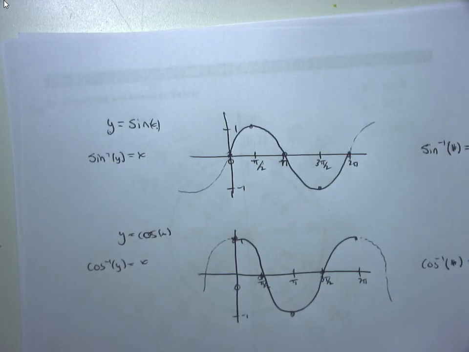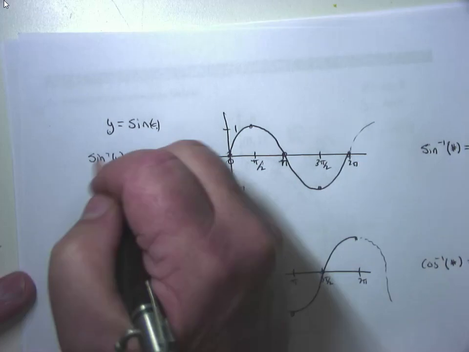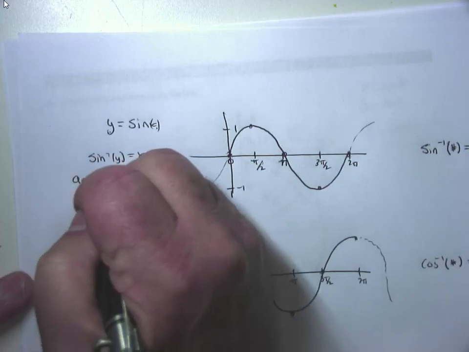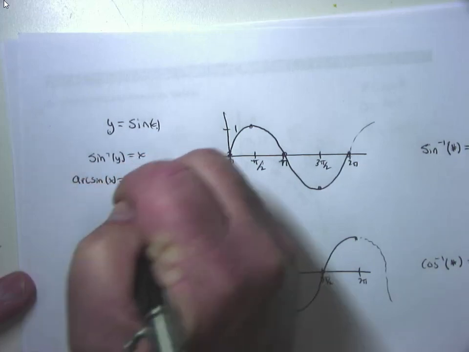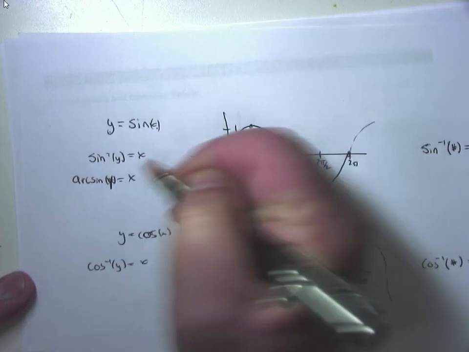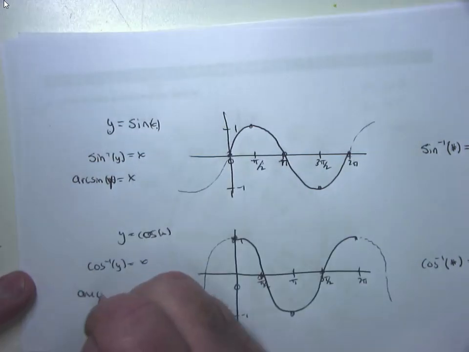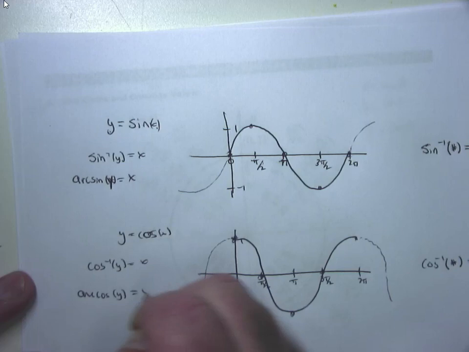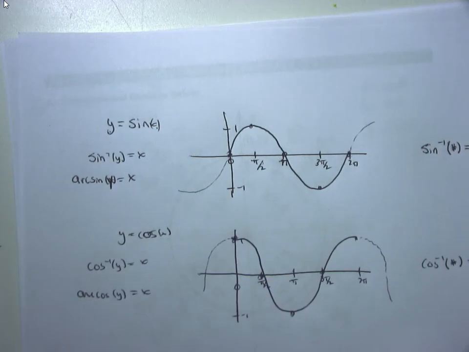Also, to let you know, if you're doing computer programming and stuff, you've got to go back to the Greek. Sine inverse is also known as the arc sine of y equals x, and the arc cosine of y equals x. The arc cosine is the cosine inverse.